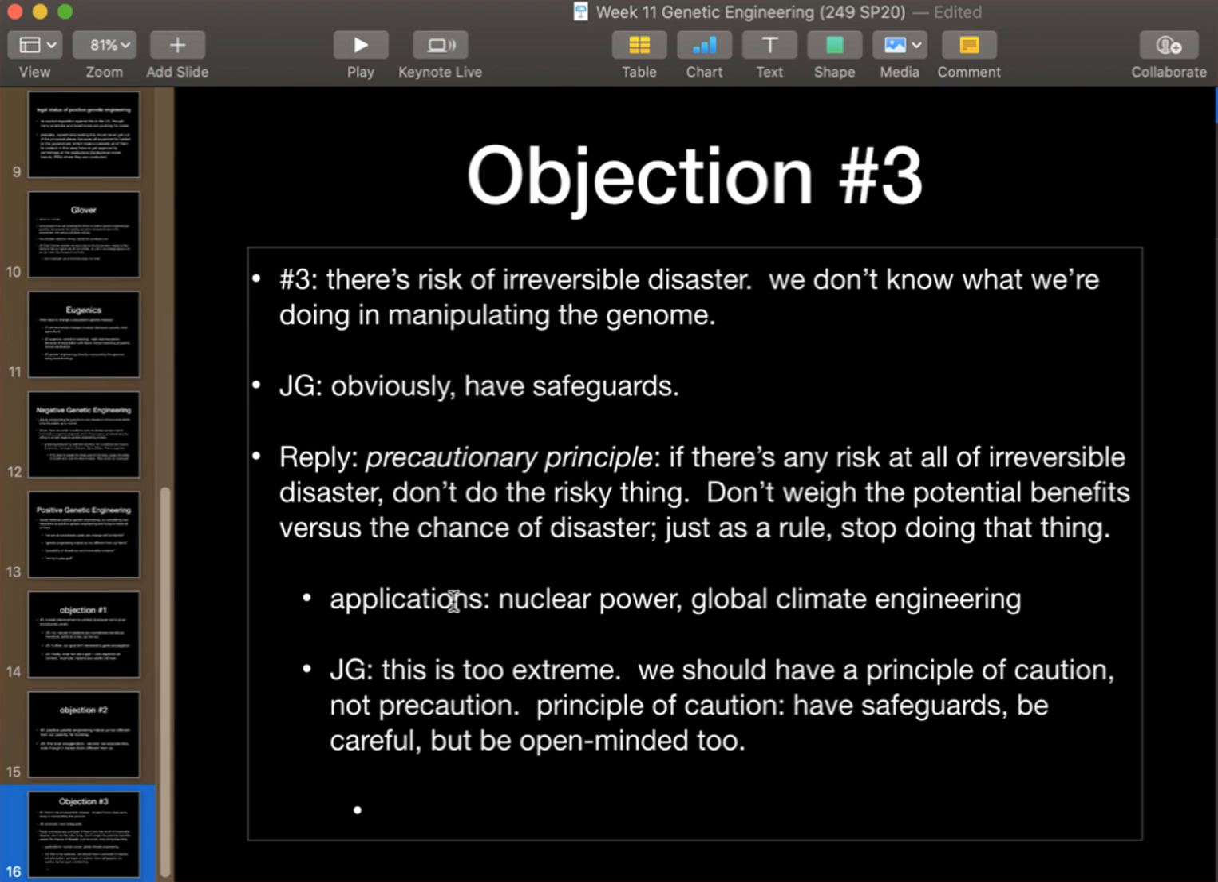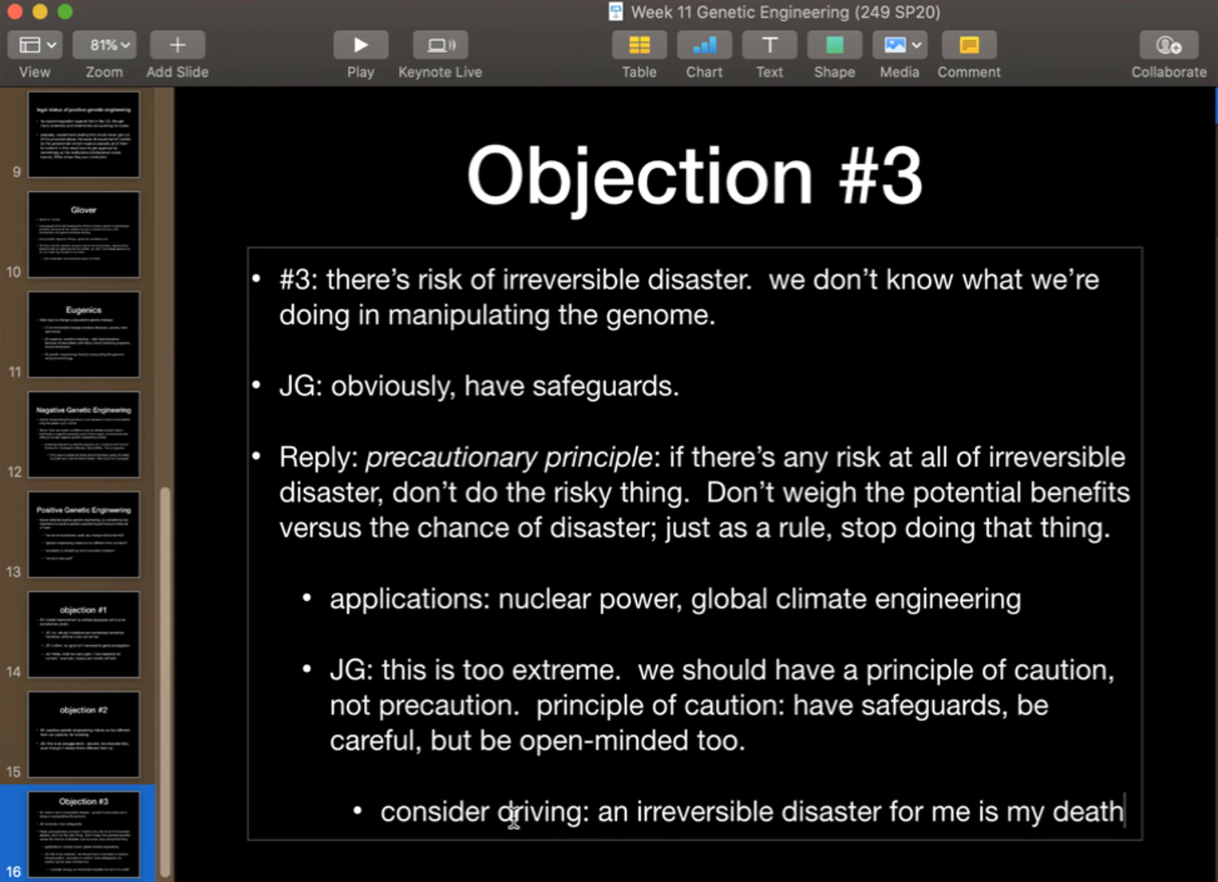So for example, consider driving. For me, personally, as an individual, here's an irreversible disaster that happens: my death. For me, an irreversible disaster is my death. And I know that every time I get into a car, my chance of dying on the road goes up whenever I'm driving or in someone's car that someone else is driving.